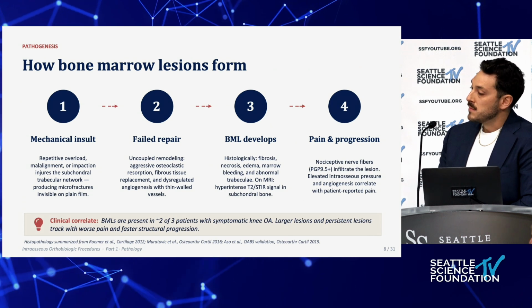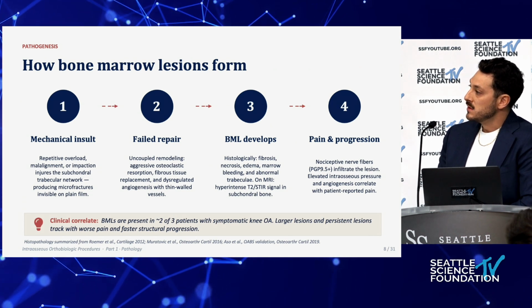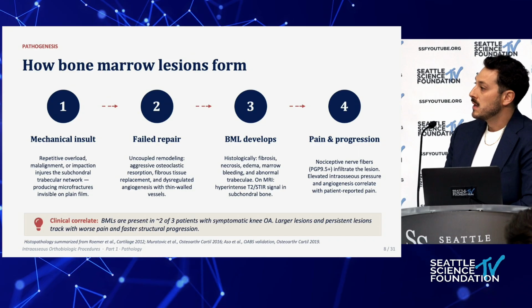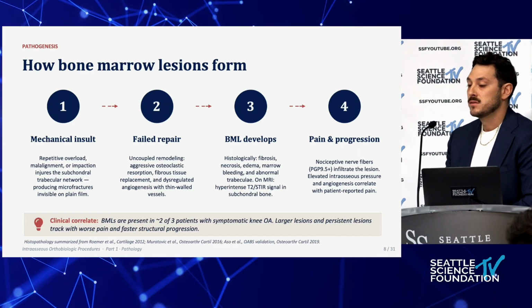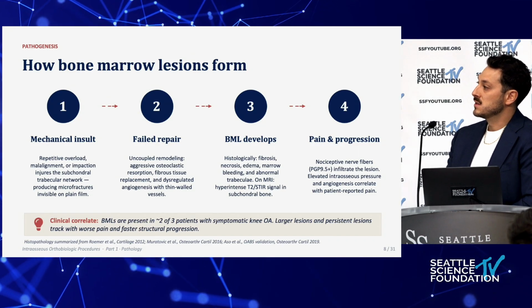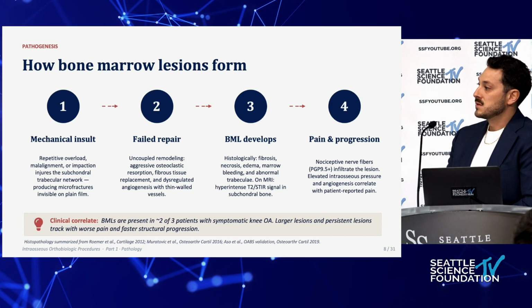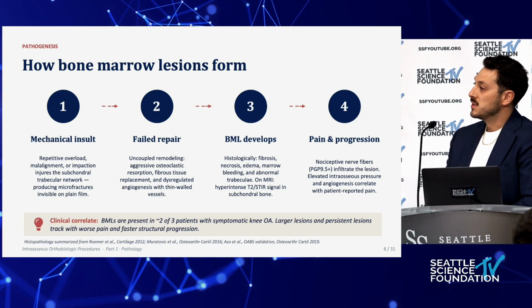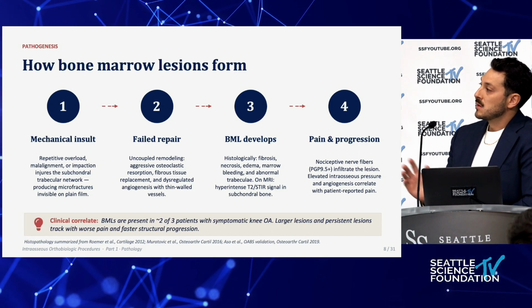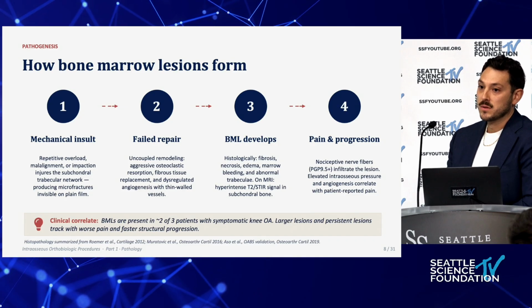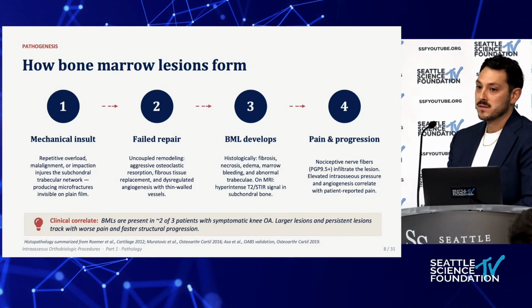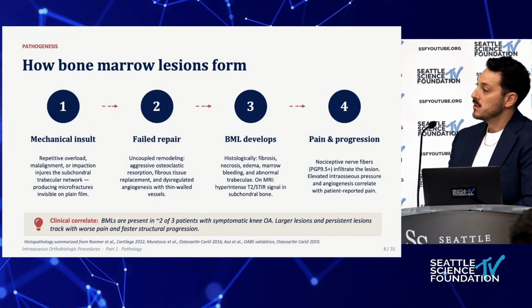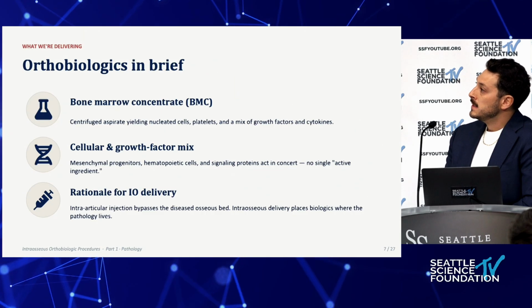The lesions will form primarily from mechanical insult. Repetitive overload, malalignment and impaction will cause the trabecular network to start to fail. You'll see uncoupled remodeling, osteoclastic resorption, and fibrous tissue start to invade. The way I think about this from a spine perspective is that these are like your Modic changes in the spine. It's a very similar type of thing, where we know that the bone is not functioning correctly.